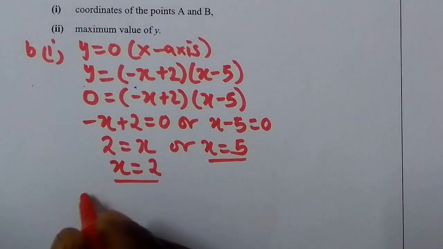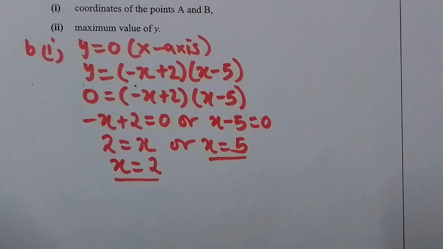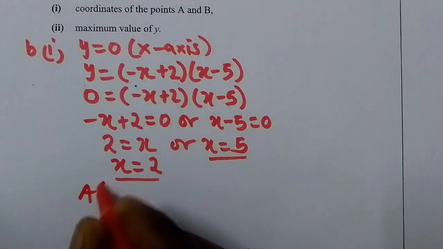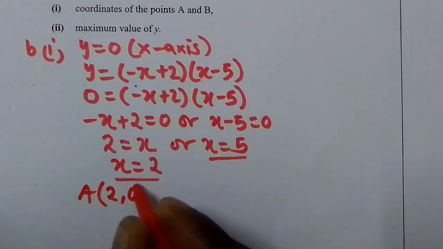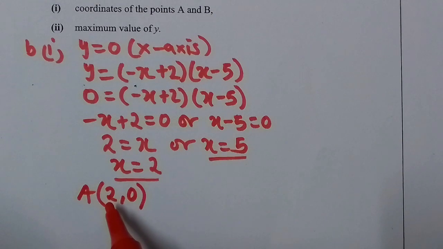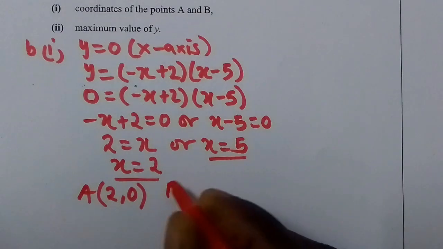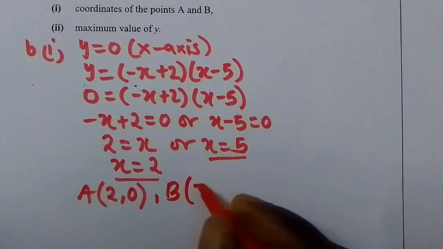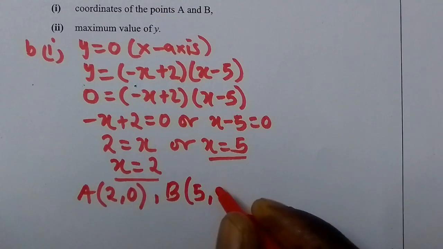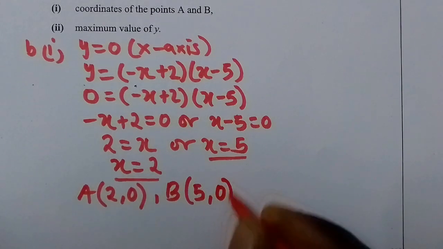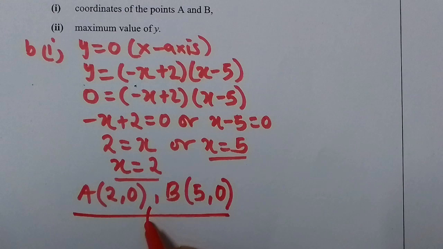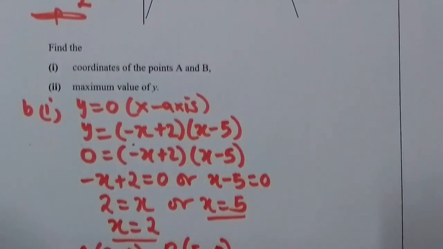So for A, we're going to write it as (2, 0). Why (2, 0)? The value of x is 2, the value of y on the x-axis is 0. And then point B is going to have (5, 0). So this here is the solution for the first part, B1.